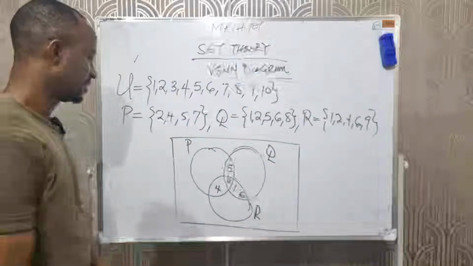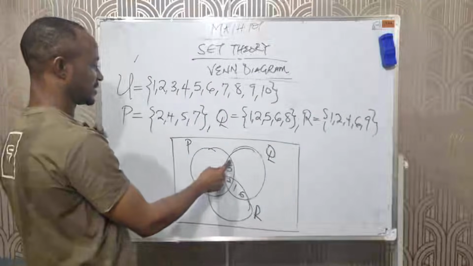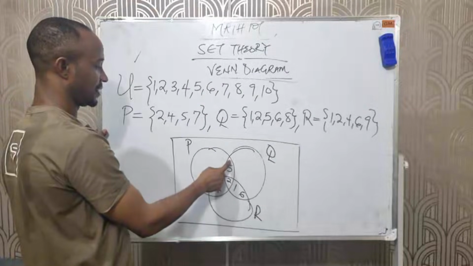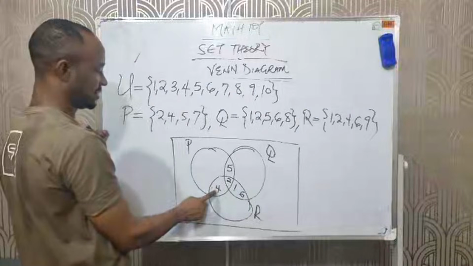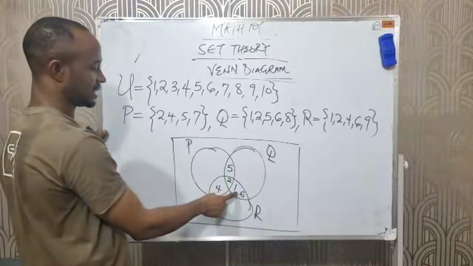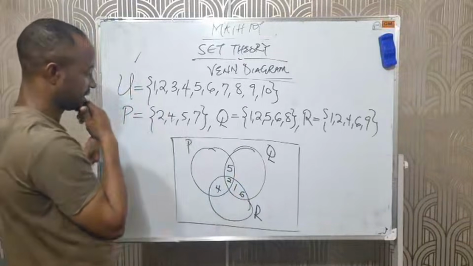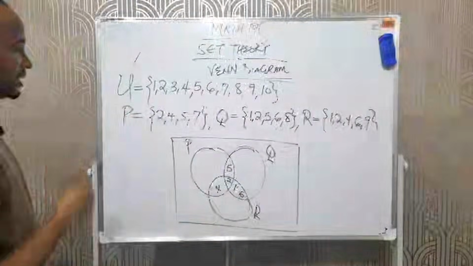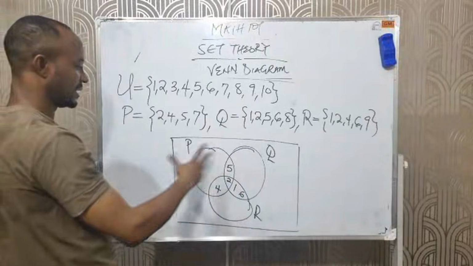This is Q and R only. This part here means P and Q only. P and R here means P and R only. This part here means Q and R only. Alright, so let's move on. Now we have brought out all their intersections.